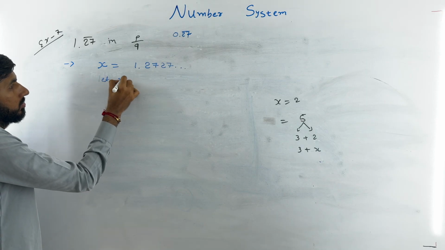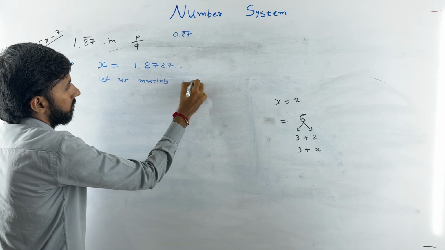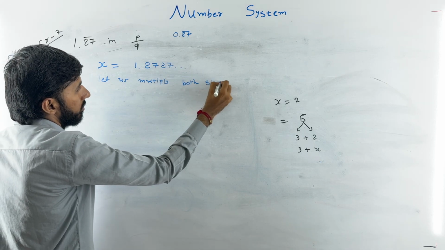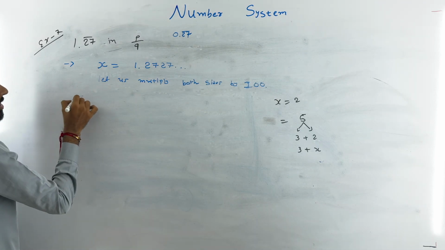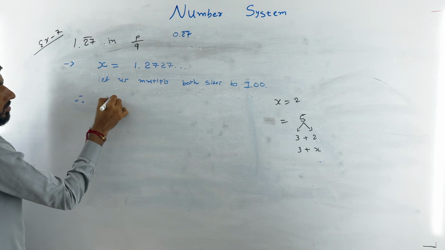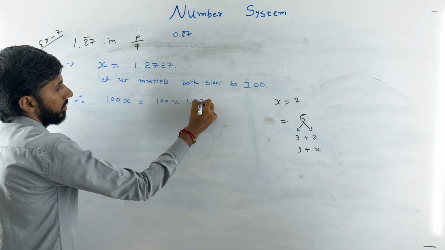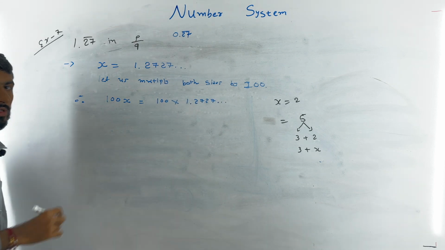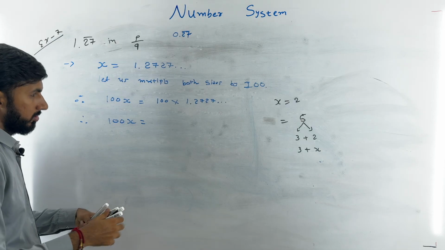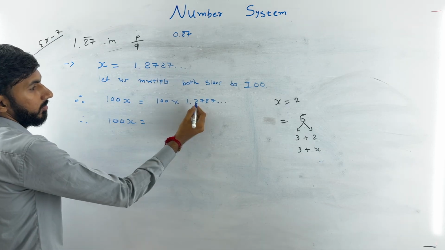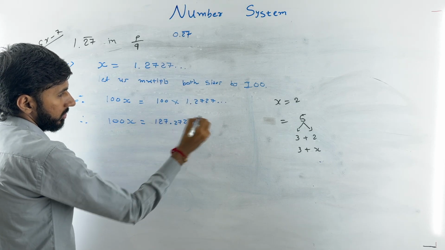So let us multiply both the sides by 100. So if I multiply both the sides by 100, I will get 100x equal to 100 multiplied by 1.2727, right? So if I just simplify this, if I multiply 100 here, I get 127.272727, right?